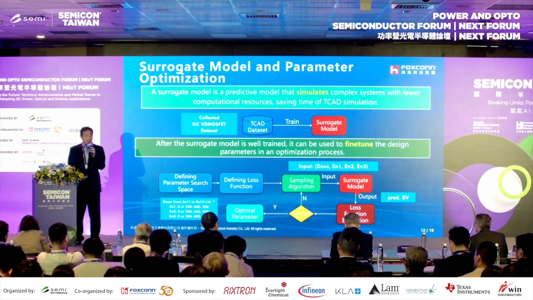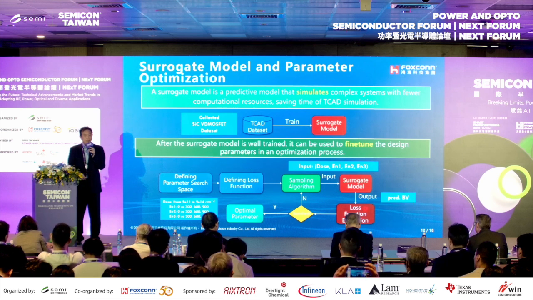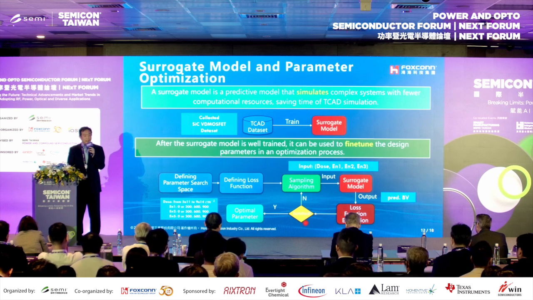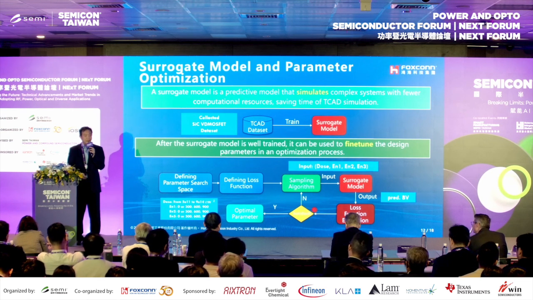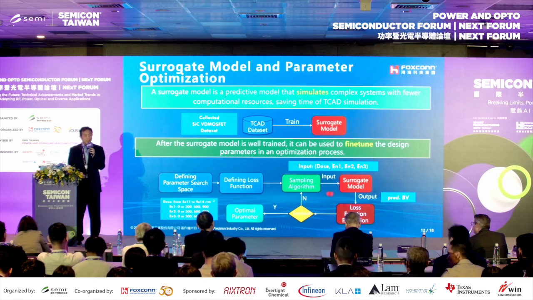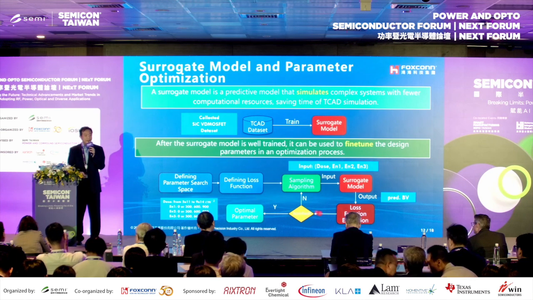Then the surrogate model will output the predicted breakdown voltage. Then we calculate how much the loss is, and if we are not satisfied with the current breakdown voltage, we go back and do the sampling again. This process goes iteratively until we have a feasible and satisfactory solution.